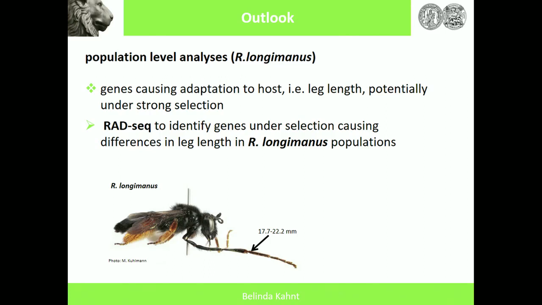So we now actually try to tackle these genes that might underlie leg length variance by assuming that they are probably under strong selection pressures. So we now try with RAD sequencing data to look at FST outliers, so genes under selection, to maybe find some regions that might be causing this difference in leg length.